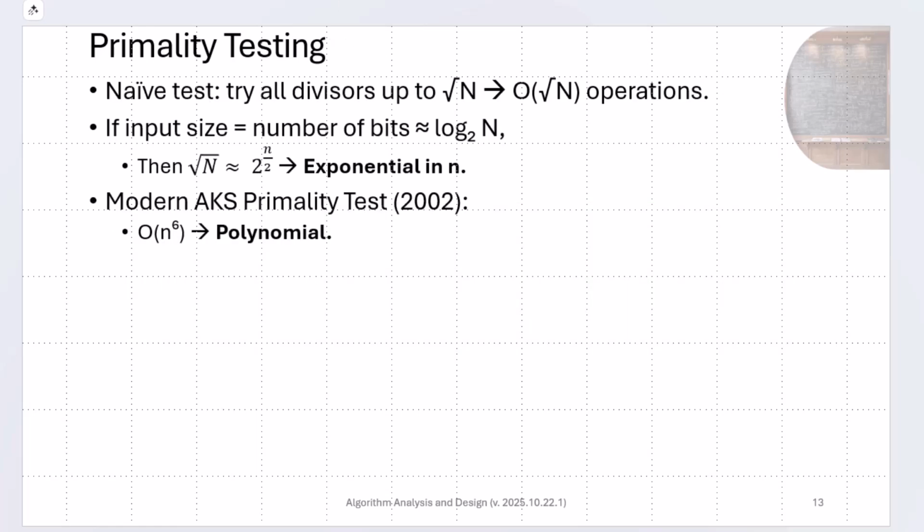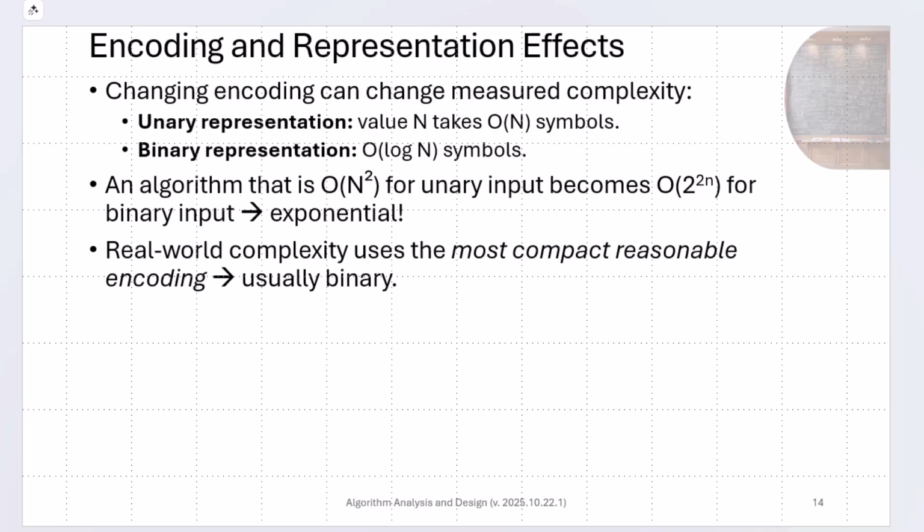Let's look at primality testing. The naive test is to try all divisors up to the square root of n, so that's O(√n) operations. If input size is the number of bits, that's approximately log₂ n, so the square root of n is approximately 2^(n/2). That is exponential in n. But modern AKS primality testing, discovered in 2002, is O(n^6). That's polynomial. It can still be very slow practically, but it's polynomial.